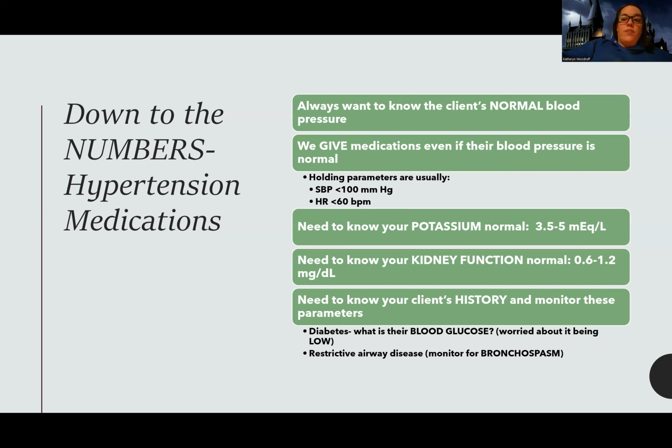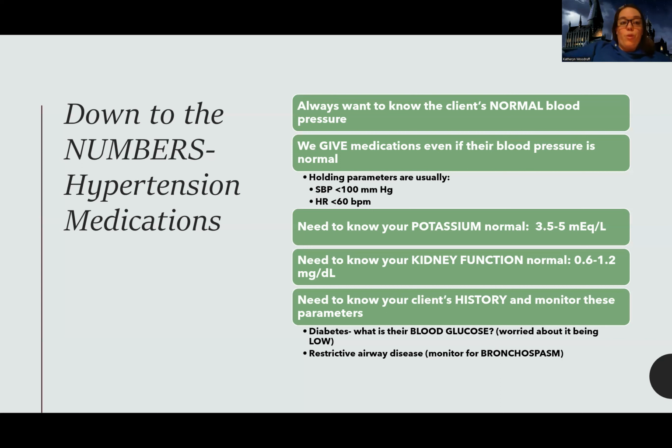Remember, we give medications even if their blood pressure is normal, like one-teens over 60s. That's good. But usually the holding parameters are around a systolic less than 100 or heart rate less than 60. Always check your orders. But on the exam, if no parameters are given, this is what you're expected to go by.